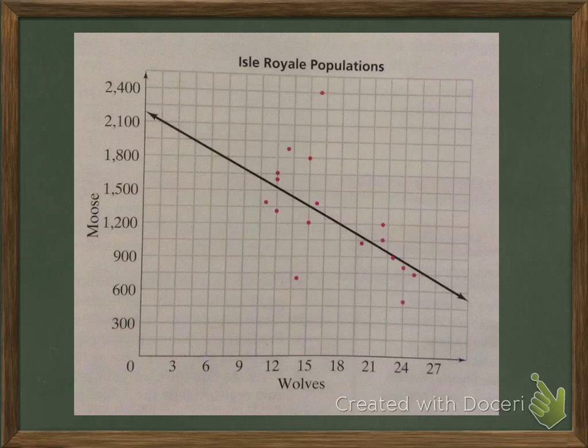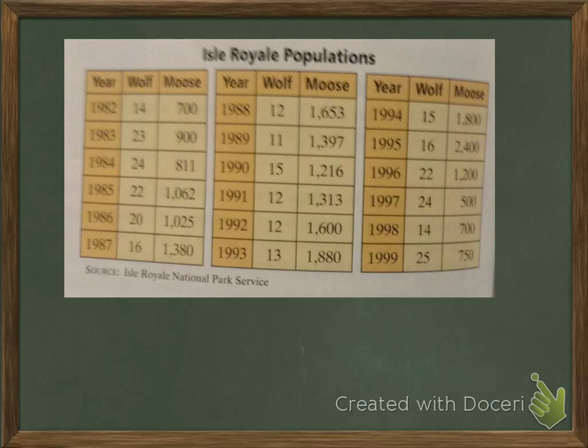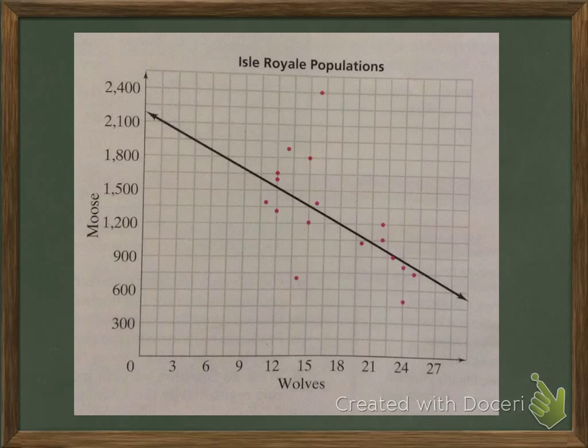Here's a scatter plot where along the bottom we have the number of wolves that were counted. And again, go back to your data here. It looks like the number of wolves is always between about 10 and 20. There's a high of 25 wolves in 1999. I think the low number of wolves was 11 back in 1989. So we could go from 10 to 25, or we could start at 0 and just go right from 0 up to 27.